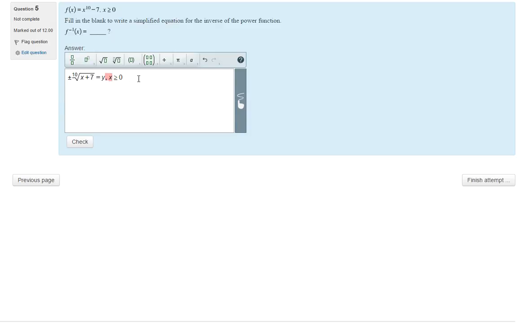But remember, when I switched the x and y, what did I not do? I didn't switch that original x in the domain to a y. So the domain of the original function up here becomes the range of the inverse. Well, if this tells me that y, which is really just f of x, needs to be greater than or equal to 0, then I can't keep the negative answer in my plus or minus options. So I'm going to replace that plus or minus with just the positive answer. And so that's what I end up with.